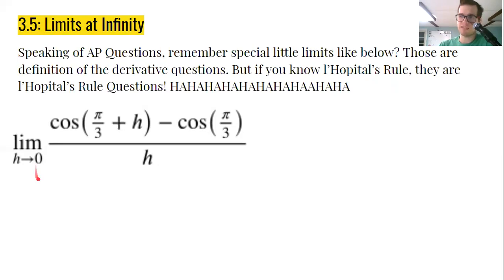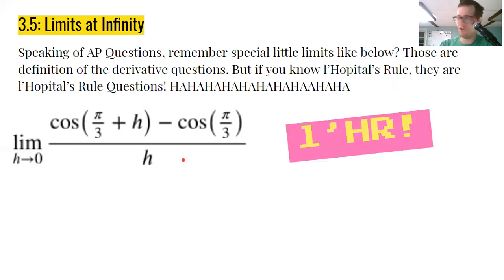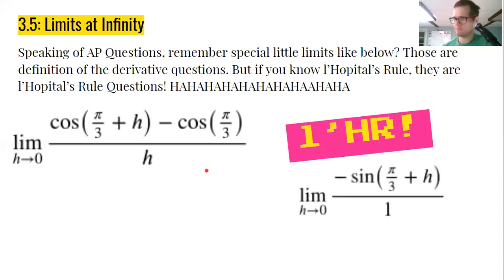Because if you plug in 0 here, you get cosine of pi over 3 minus cosine of pi over 3 over 0, which is 0 over 0. That's indeterminate. Let's use L'Hopital's rule. And if we do that, folks, you get that. Now, by the way, when I'm taking the derivative here, I'm taking the derivative with respect to h. And I know I'm doing that because that's the only variable here.